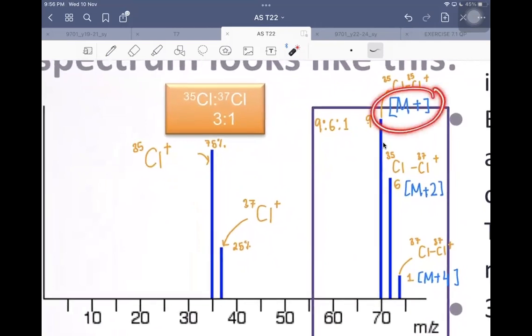Understanding the notation is also important because it gives you a hint. If there is a difference of 2 units from your molecular ion peak, that means either chlorine or bromine is present. But you also need to look at the relative abundance. Is the height reasonable?